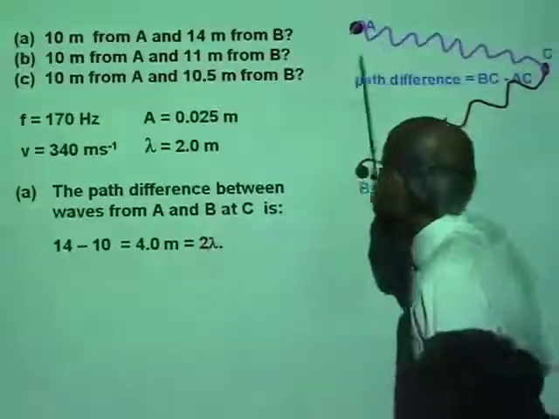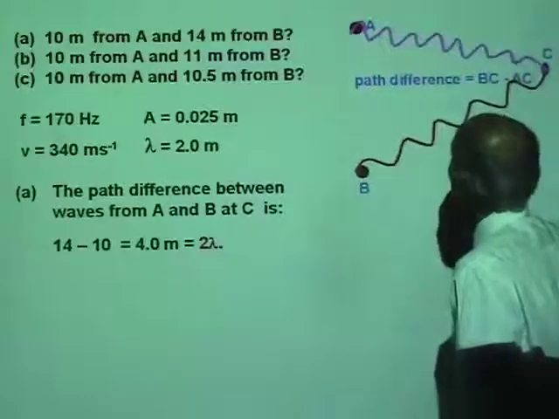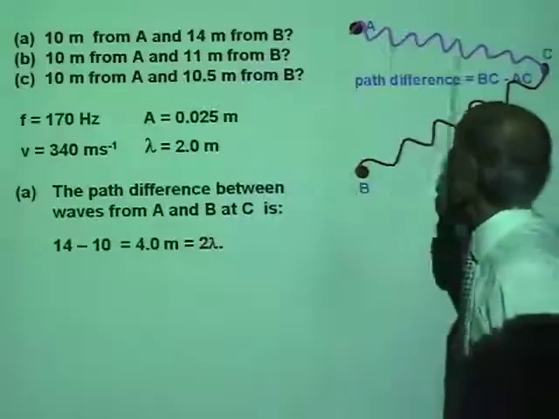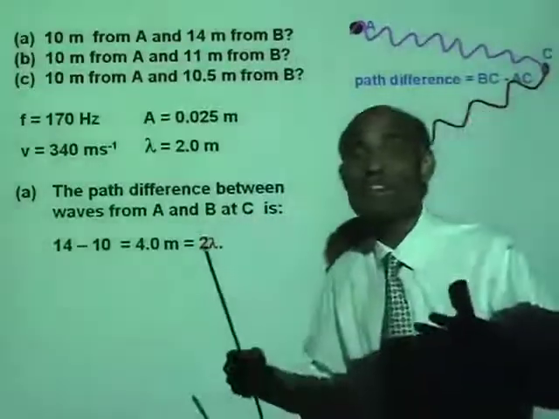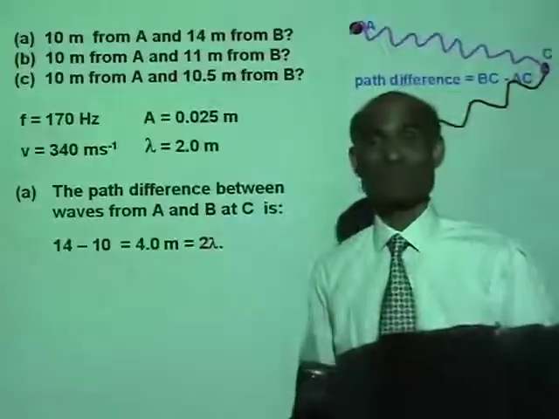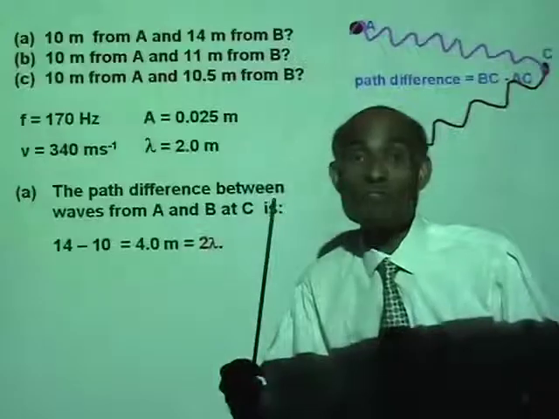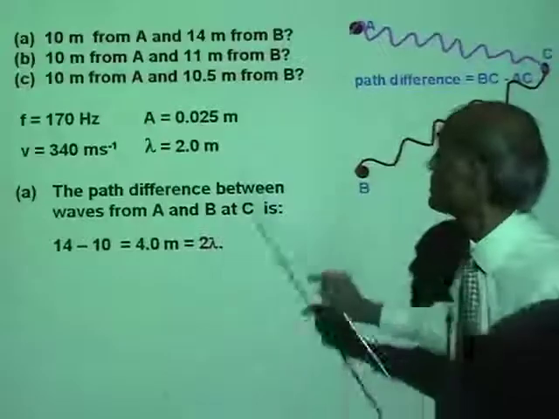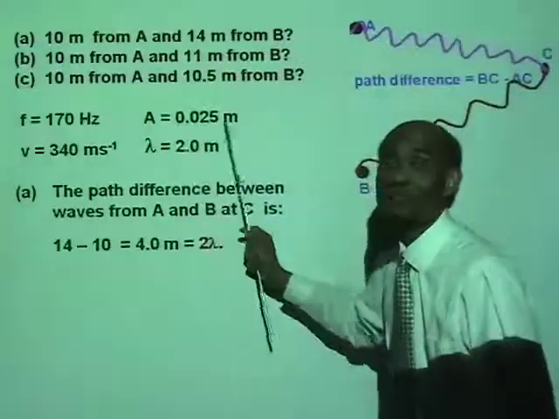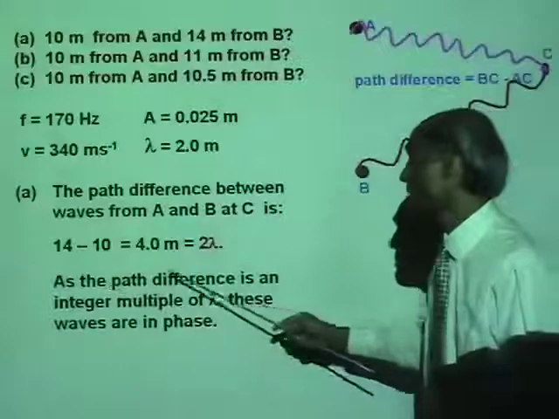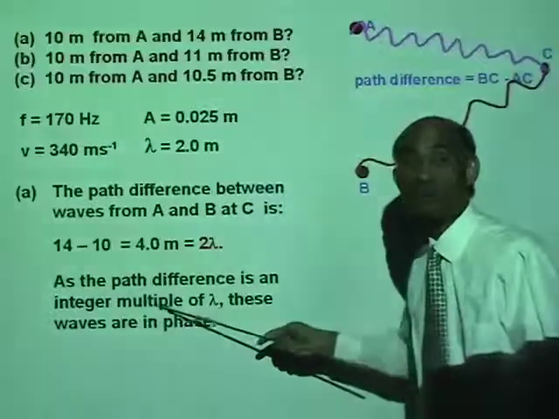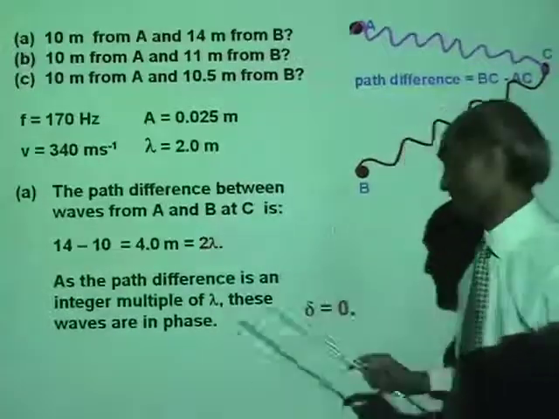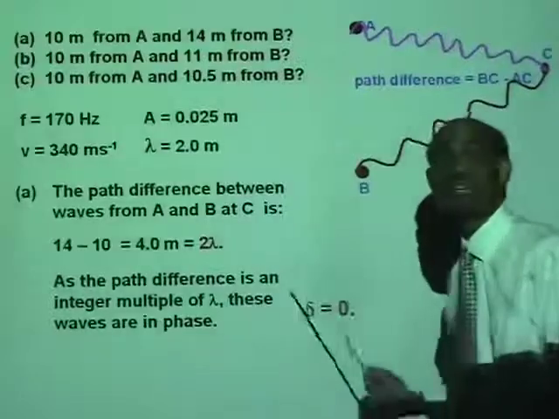Alright, if the path difference between the waves starting from A and B is 2 full wavelengths, tell me, are the waves arriving at C in phase or out of phase? They are arriving in phase. That means the amplitude of vibration there will be twice the amplitude. The amplitude will be 2 times this value. So as the path difference is an integer multiple of a wavelength, these waves are in phase. That means the phase difference is 0.